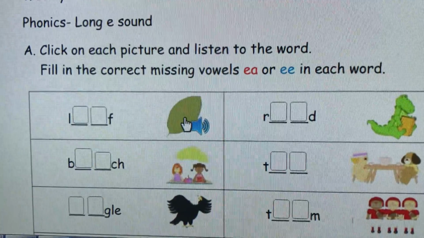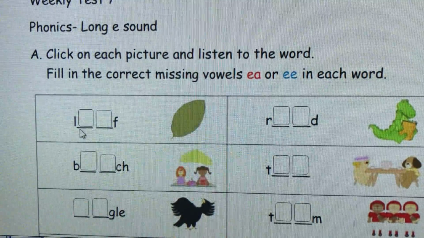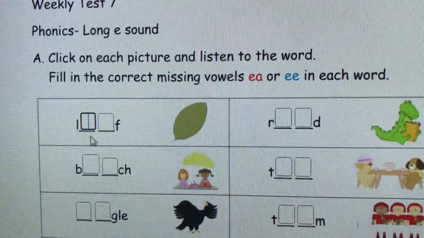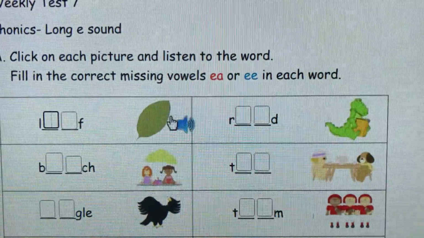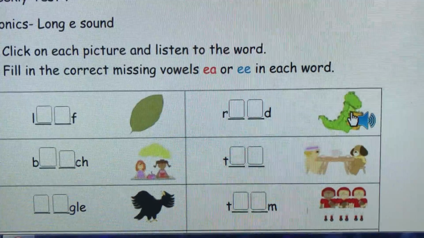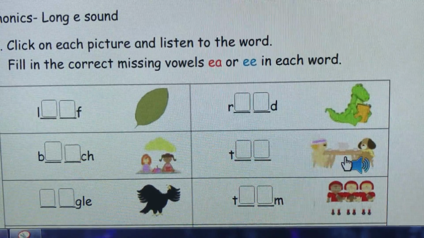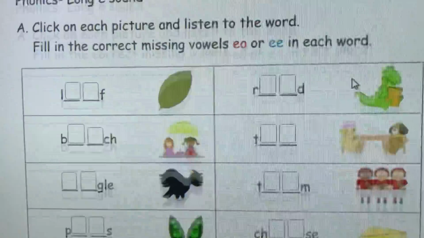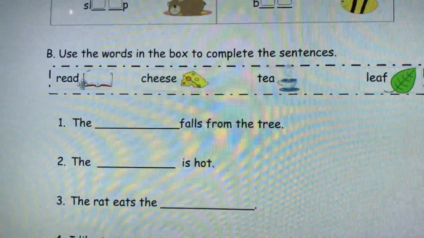So if you listen here, "leaves," it will tell you if it is an E or an A, then you go here, or an E or E. Remember, look at the pictures and you're gonna find the missing letters, and also listen to the words over here. Listen, and it will tell you also the words.